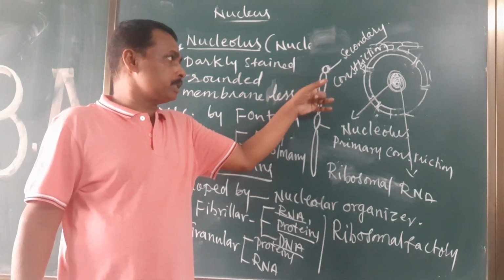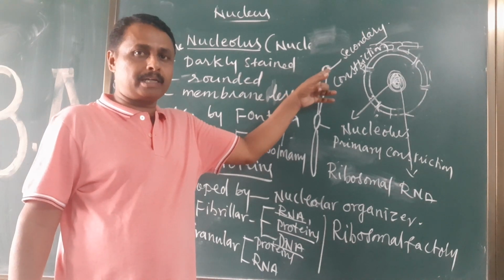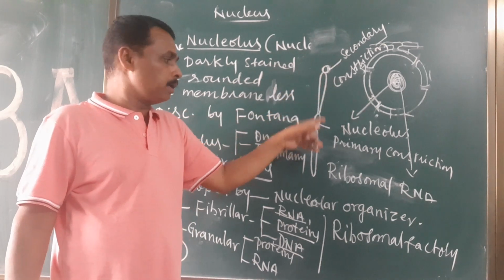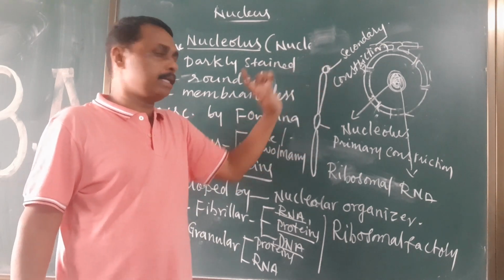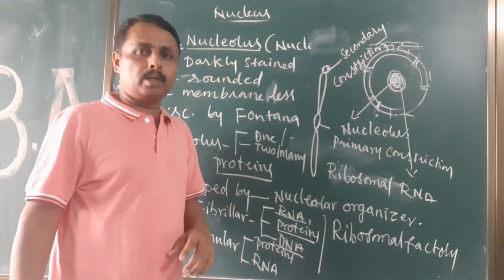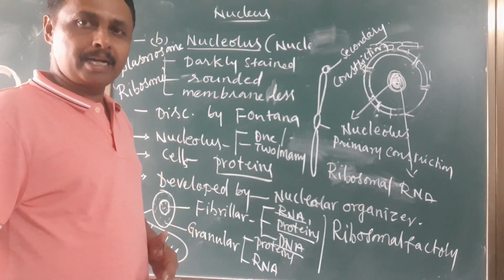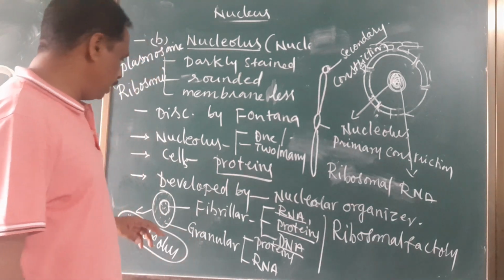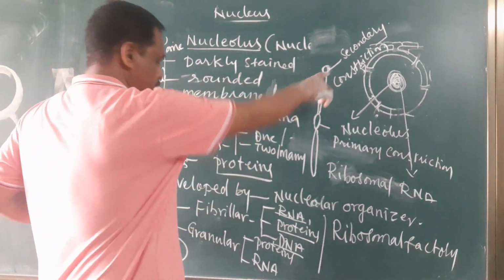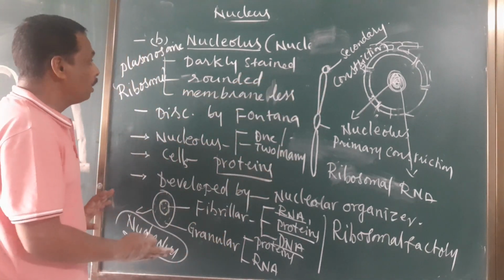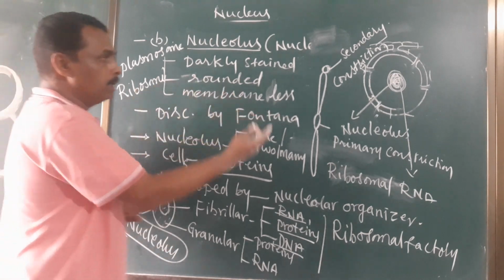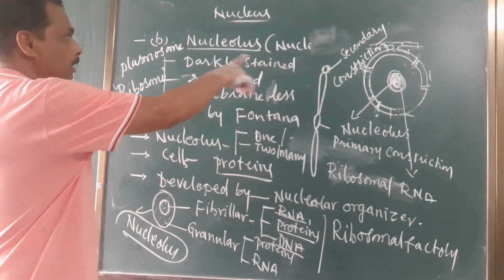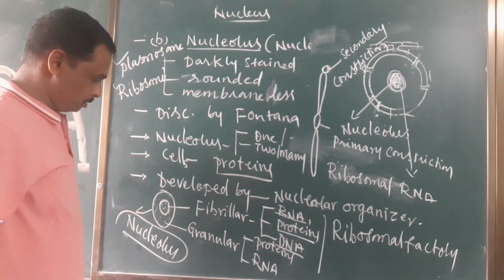The secondary constriction of a chromosome is called a nuclear organizer. Along with the primary constriction, a secondary constriction will be there in some of the nucleolar organizing chromosomes. A chromosome is the condensed form of chromatin. And this secondary constriction acts in the formation of the nucleolus, which is otherwise called plasmosome.